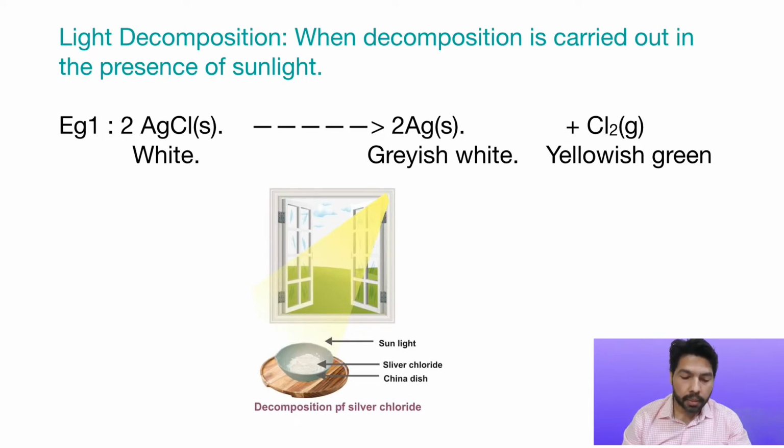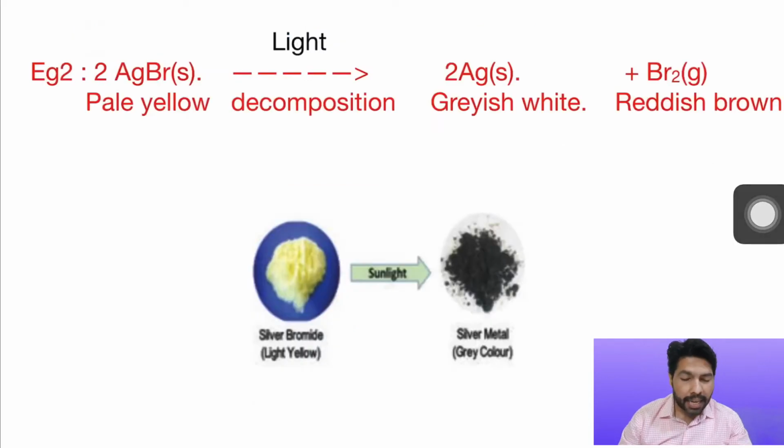So first example is decomposition of AgCl. When it is placed in presence of sunlight, it produces grayish white silver, and chlorine gas is evolved, which is yellowish green. You can see in the picture that is given below. Exactly similar is the decomposition of AgBr. When light is thrown on AgBr, the yellow silver bromide changes to grayish white silver and bromine gas is released. Now this particular reaction is also used in black and white photography, so keep this thing in mind.